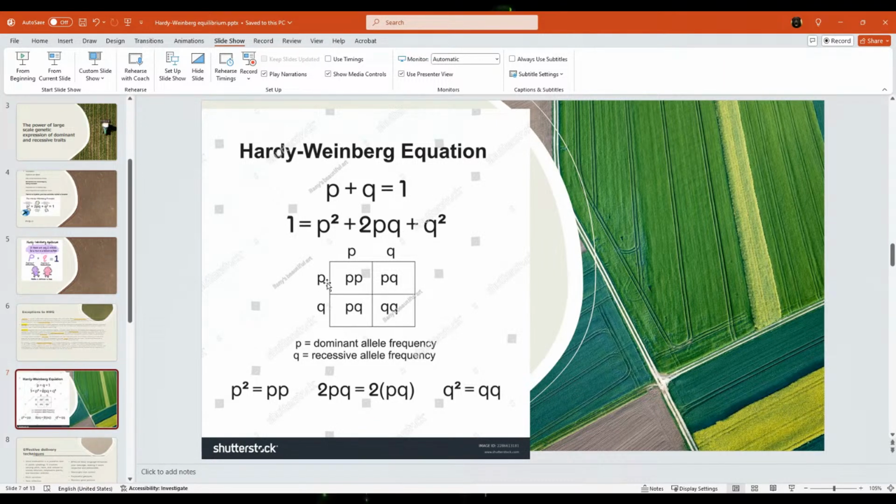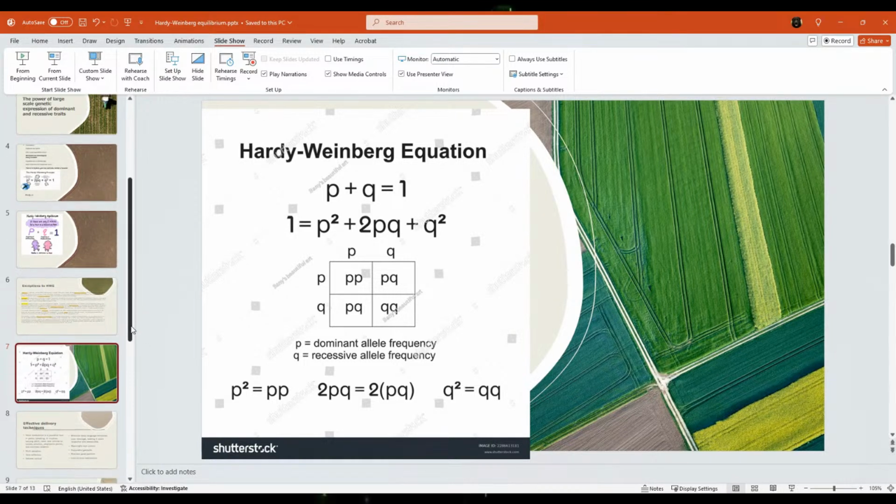So this times that is double P. P times this Q is PQ. This P and this Q equals PQ, and this Q and this P equals PQ. So this is a double recessive. This is a double dominant, and this is a dominant masking a recessive. So P is the dominant allele frequency, Q is the recessive. So P squared is PP. You know, P times P is P squared. 2PQ is the same thing as 2 times the factor P times Q, and Q squared is Q times Q. So the math is a simple binomial expression, but well, what's the point of it?